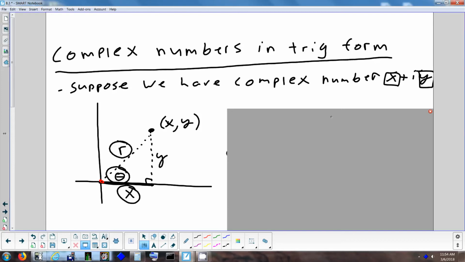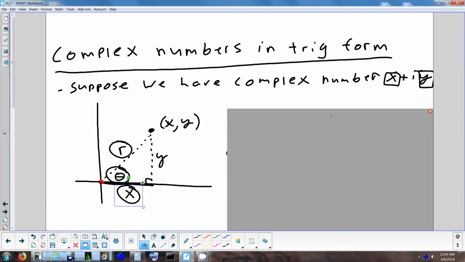So I've circled three things. What is the name of the side that I've labeled as X? Is it opposite theta, adjacent, or the hypotenuse? Kelvin? It's adjacent. Okay. X is adjacent to theta because it's right next to it. What about R? It's the hypotenuse.